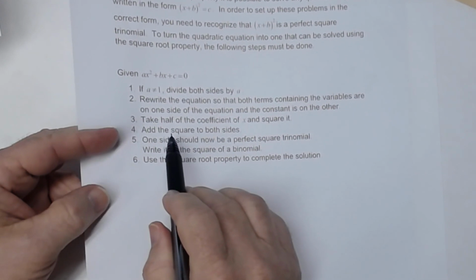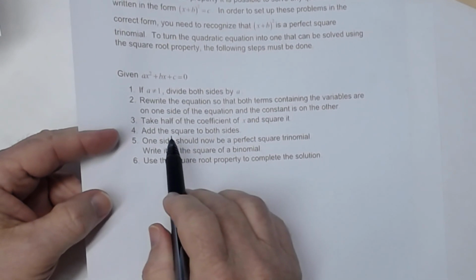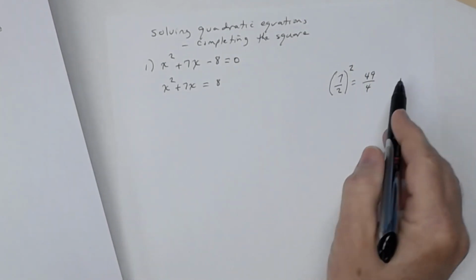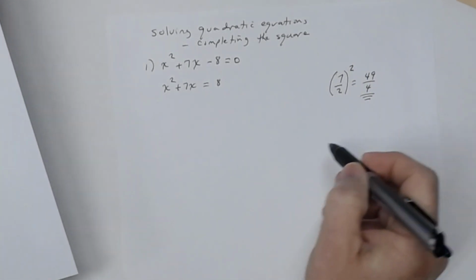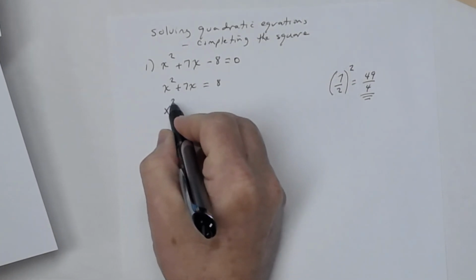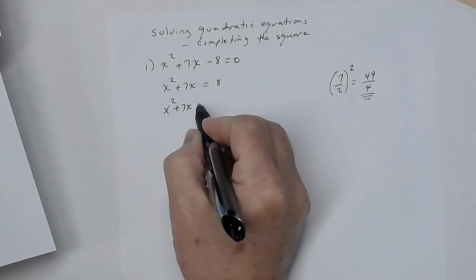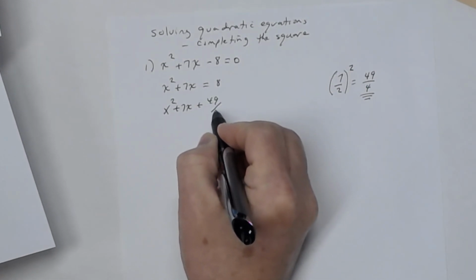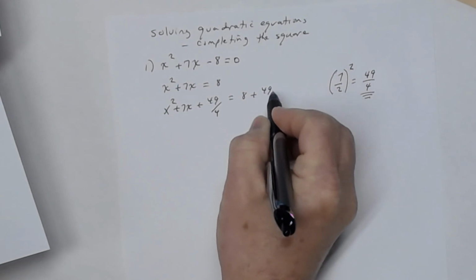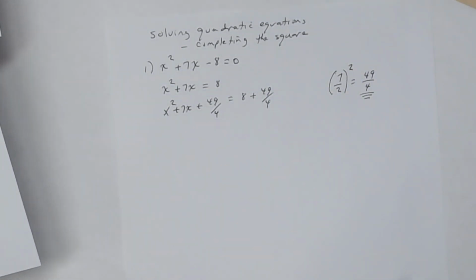Then we're going to add that number to both sides. So we're going to add the square to both sides. Once I square it, I'm going to add that number to both sides. The way you're going to write it is: x squared plus 7x plus 49 fourths equals 8 plus 49 fourths. All right, so that's what we're going to have there.